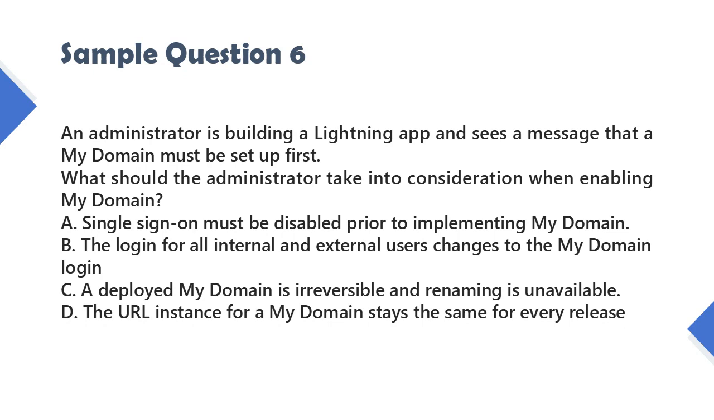Sample Question 6. An administrator is building a Lightning app and sees a message that a My Domain must be set up first. What should the administrator take into consideration when enabling My Domain? A. Single sign-on must be disabled prior to implementing My Domain. B. The login for all internal and external users changes to the My Domain login. C. A deployed My Domain is irreversible and renaming is unavailable. D. The URL instance for a My Domain stays the same for every release.